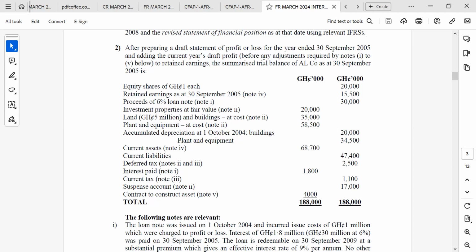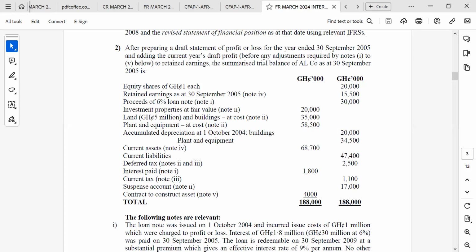Okay, so I'm reading question 2. After preparing a draft statement of profit or loss for the year ended 30 September 2005 and adding the current year's draft profits before any adjustments required by notes I to V below to retain earnings, the summarized trial balance of ALCO as at 30 September 2005 is as follows.